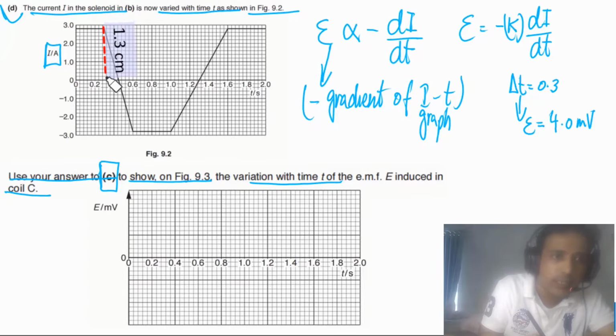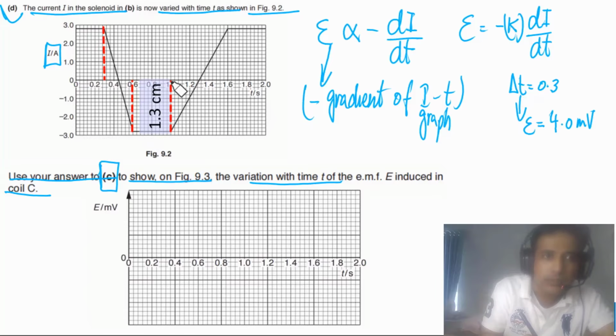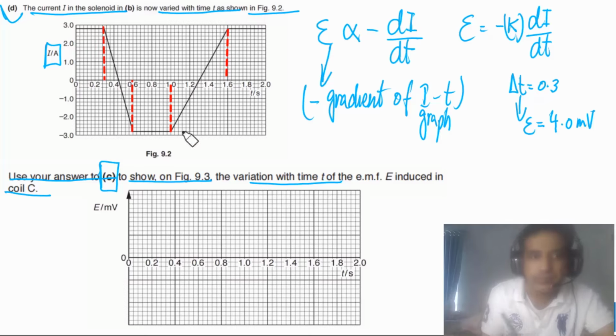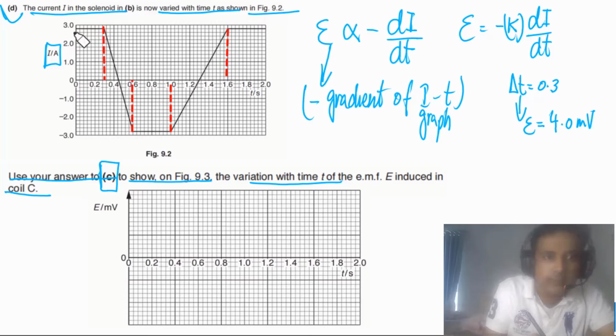I can draw the line here, and from here, and here, to read the time axis. The purpose is to read the time axis. Now as the gradient here is equal to 0, it means EMF is equal to 0. So we can simply draw EMF equal to 0 until this point.